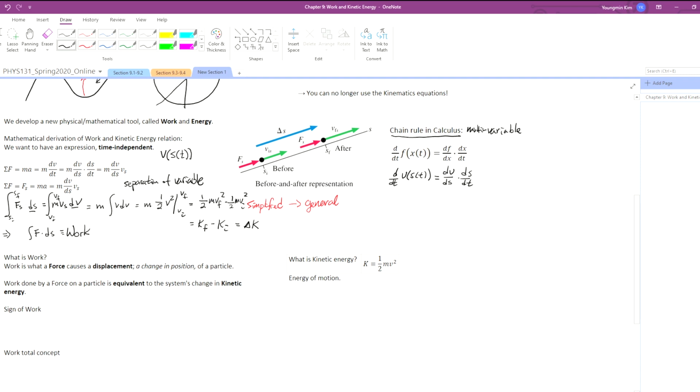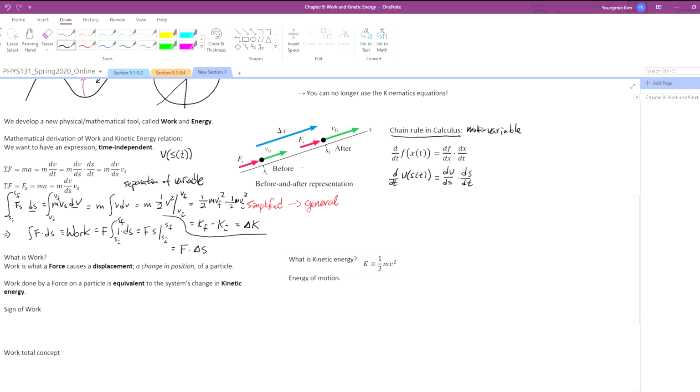Now let me give an illustration here. In our case, we have a constant force, so it's simply F, and you have 1 times ds from S initial to S final, which is F times S final minus S initial. And that is F times delta S, because S final minus S initial is delta S.